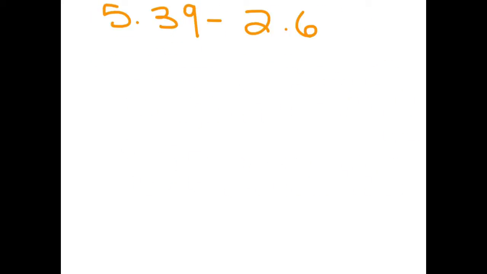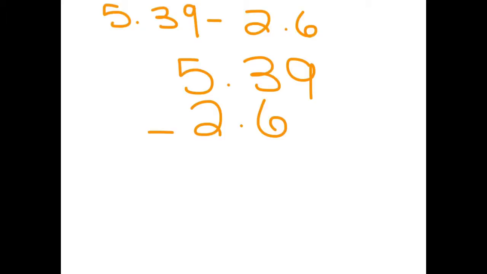Our problem is 5 and 39 hundredths minus 2 and 6 tenths. To set up the problem, we would line up the numbers and the decimals and add 0 as our placeholder.